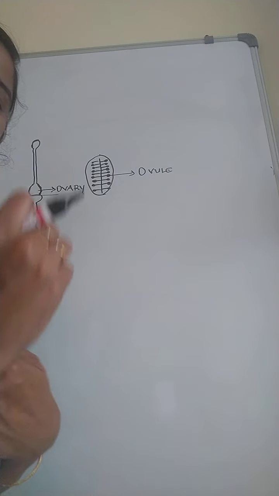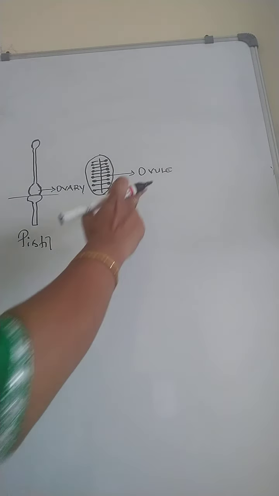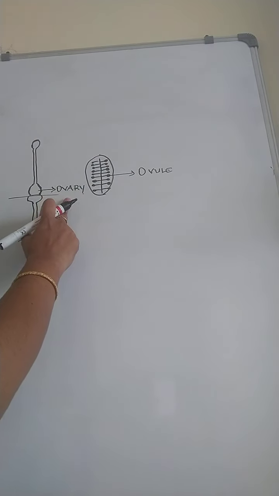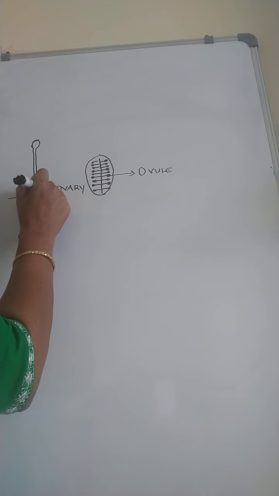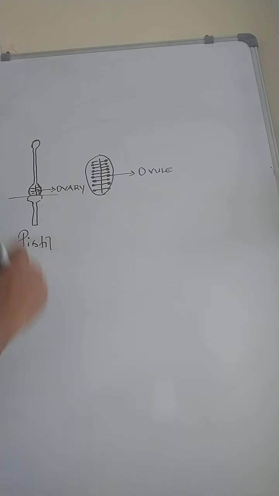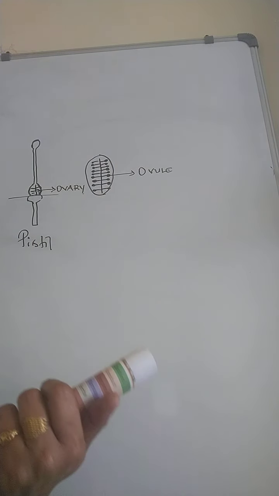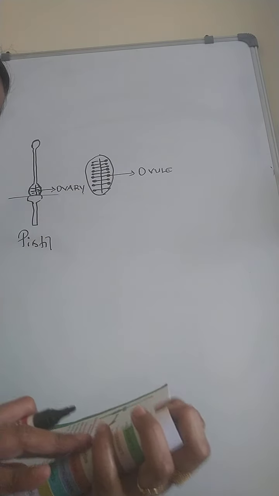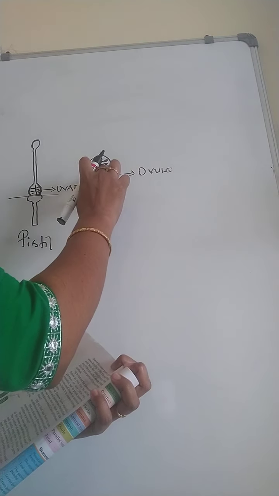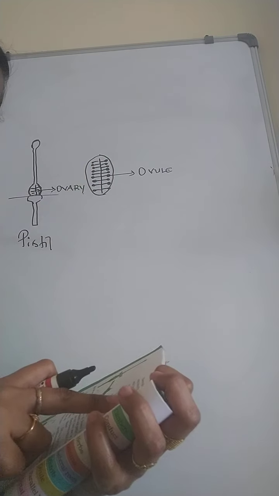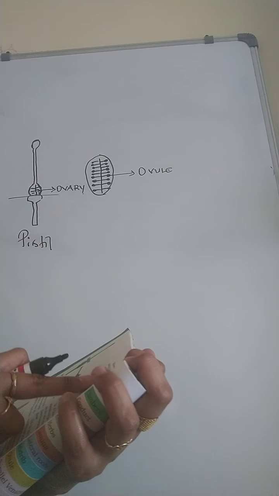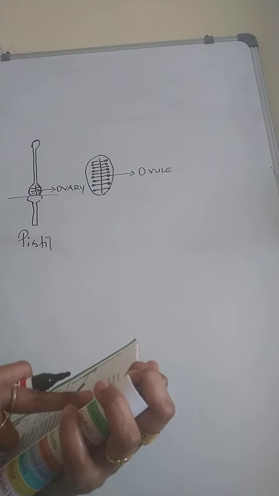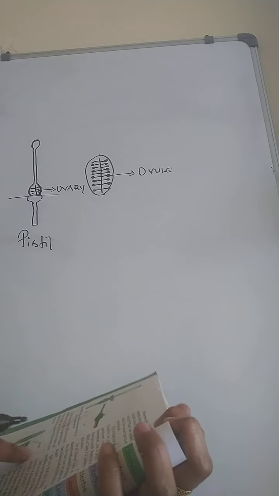That is the function. Where is this ovule situated? This ovule is situated in the ovary, in this region. Inside, you can see some small bead-like structures. They are called ovules. Draw and label the inner parts of the ovary in your notebook. This also you should do.